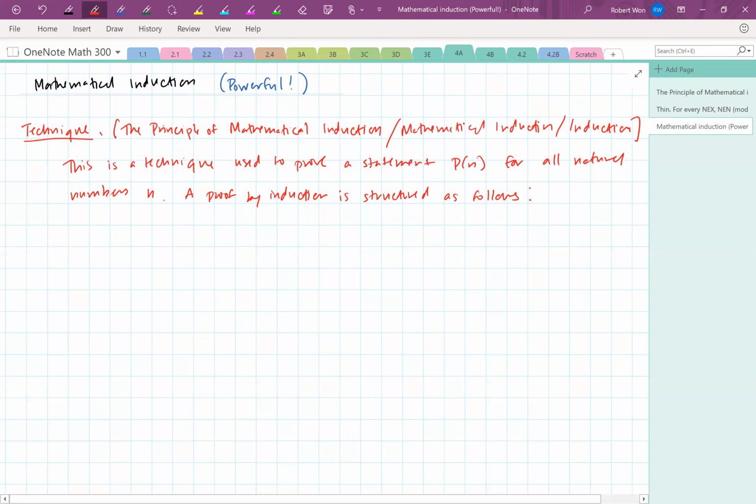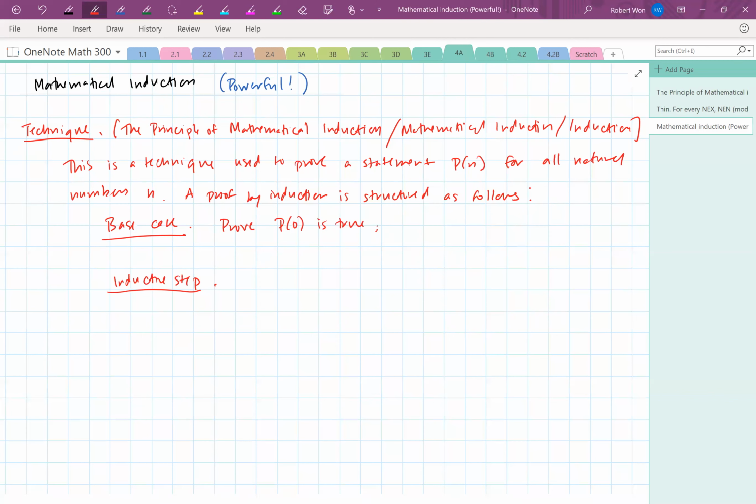Okay, so there's two steps to a proof by induction. One is called the base case, and one is called the inductive step, which you should try to clearly label in your proofs. What's the base case? In the base case, you just prove P of 0 is true. So you just prove a single case. This you can oftentimes do very concretely by some sort of computation.